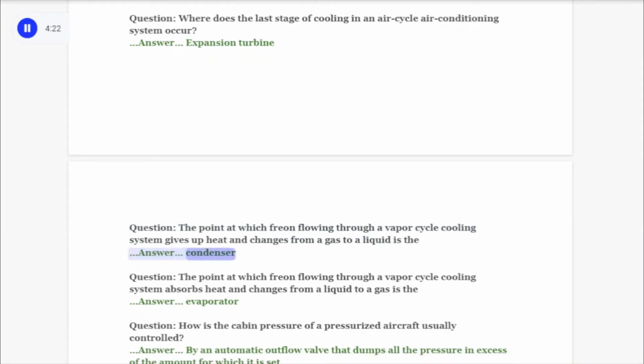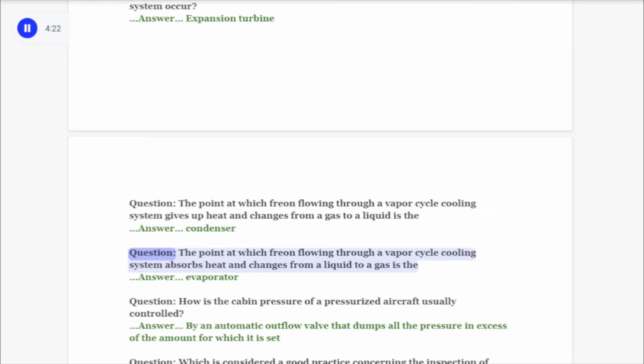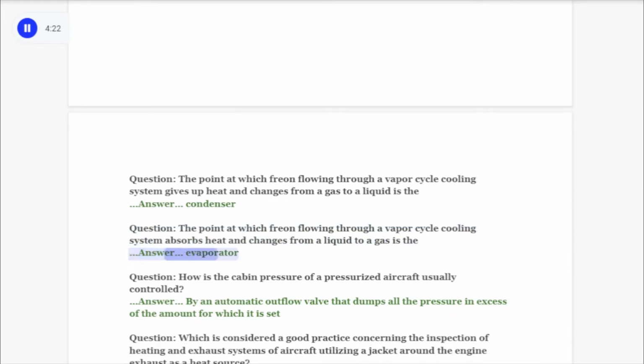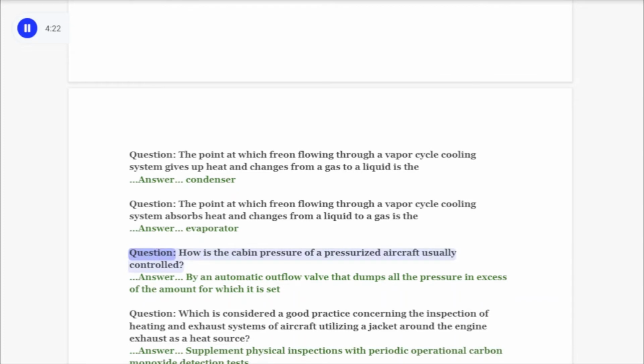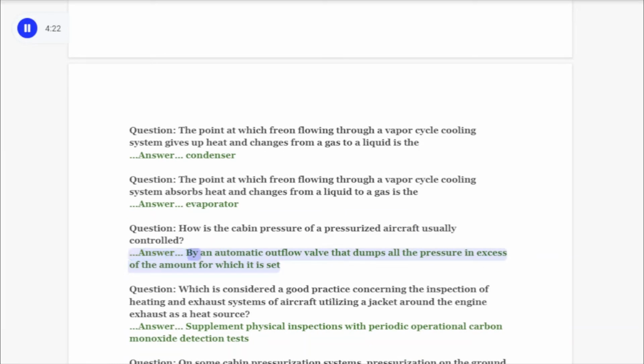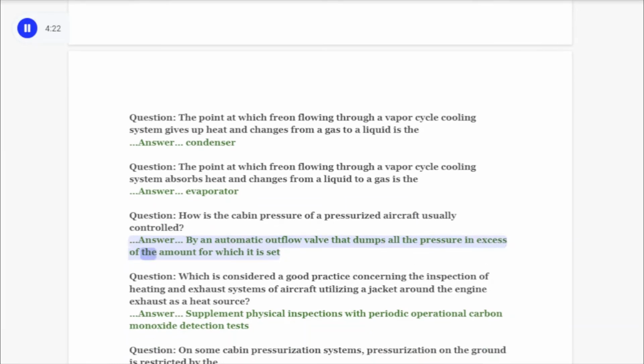Answer: Condenser. Question: The point at which Freon flowing through a vapor cycle cooling system absorbs heat and changes from a liquid to a gas is the? Answer: Evaporator. Question: How is the cabin pressure of a pressurized aircraft usually controlled? Answer: By an automatic outflow valve that dumps all the pressure in excess of the amount for which it is set.